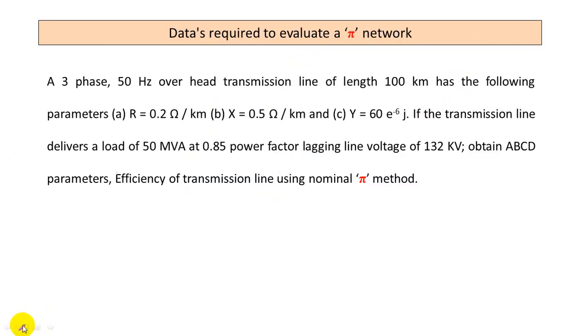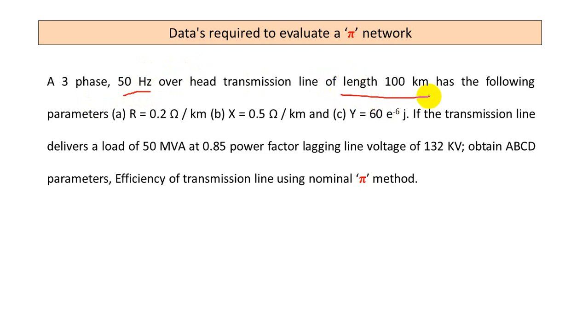Now you have been given a problem. I will read out the problem; it will be better for you to understand. They have given a three-phase transmission line. Its frequency is 50 hertz. Of course, three-phase means it is going to be AC. It is an overhead transmission line, and they have given a length of 100 kilometers.